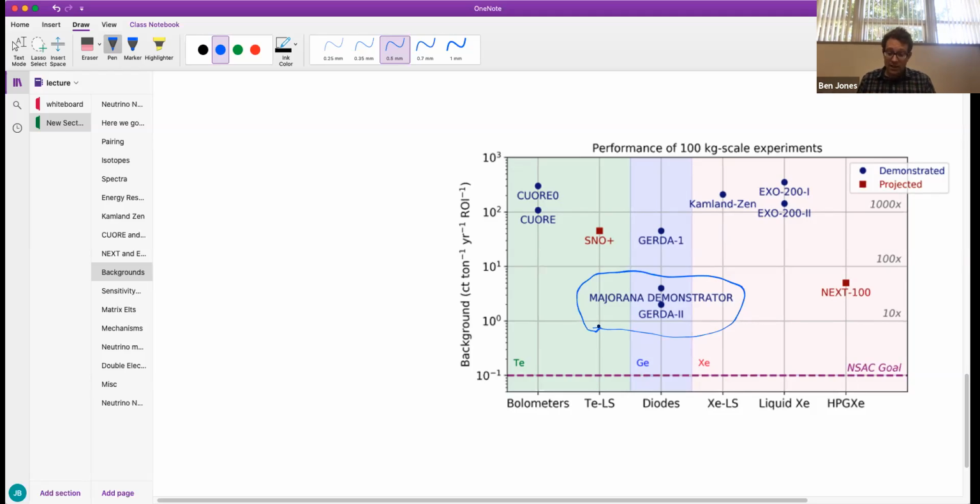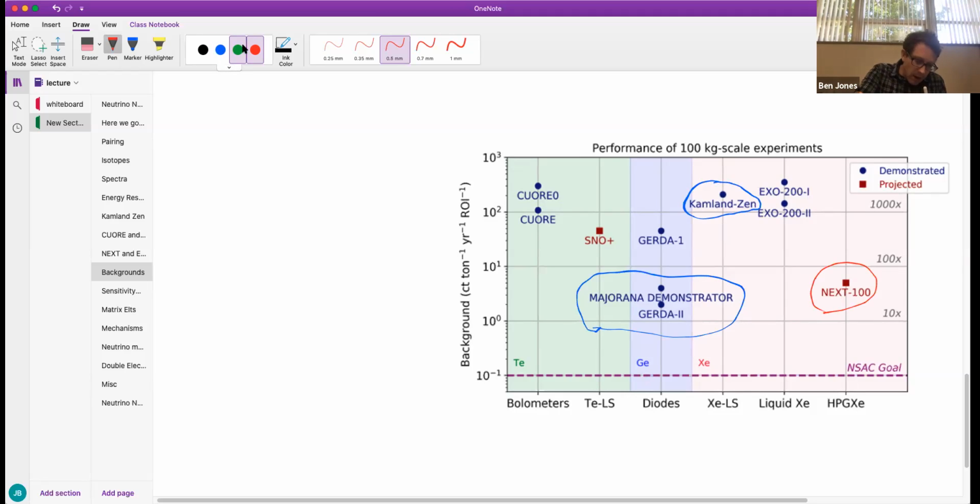The very large detectors have relatively poor background indices because they're still limited by the 2 neutrino mode. And then there's a possibility with the imaging detectors as well to reach this low level of background, which is going to be demonstrated soon, we think.